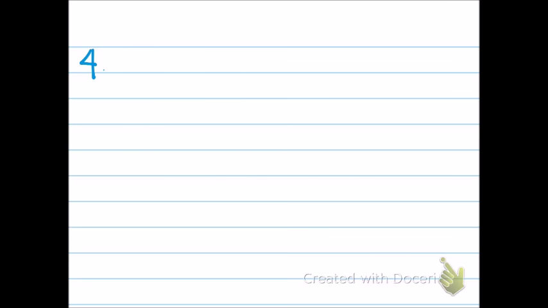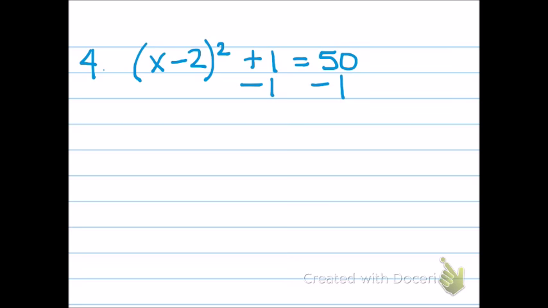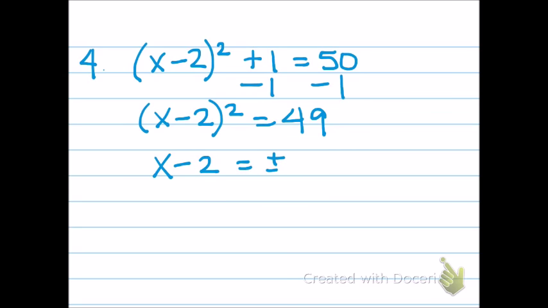Now let's do something a little trickier. We'll have (x minus 2) squared plus 1 equals 50. First, we'll isolate the (x minus 2) squared by subtracting 1 from both sides. So we have (x minus 2) squared equals 49. Again, we can square root both sides to give us x minus 2 equals plus or minus the square root of 49.